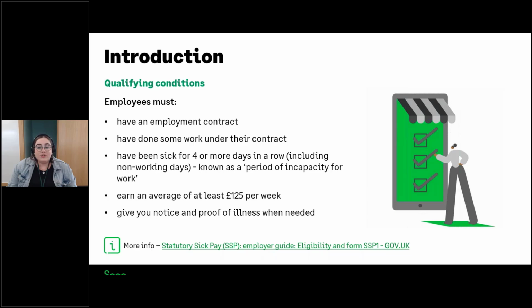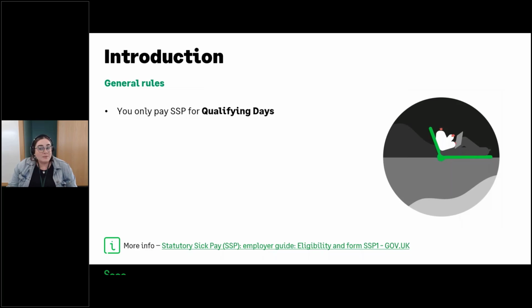And before we move on to recording sickness too, just a couple of general rules for SSP. So the SSP payment itself is only for qualifying days. So these are the employee's normal working days or contracted working days. So for me, for example, my contracted working days are Monday to Friday. So this means that my qualifying days for SSP would also be Monday to Friday, and Saturday and Sunday, they would be non-qualifying days.